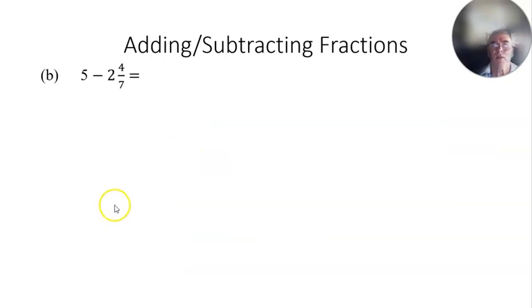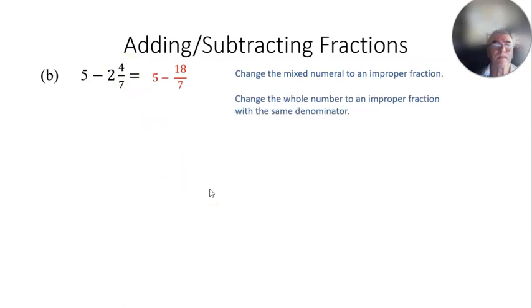So let's have a look at another one. Here we've only got one mixed numeral. The other one's a whole number. Change the mixed numeral to an improper fraction first. So 7 2s are 14 plus a 4 gives us 18 on 7. So we've got 5 minus 18 sevenths.